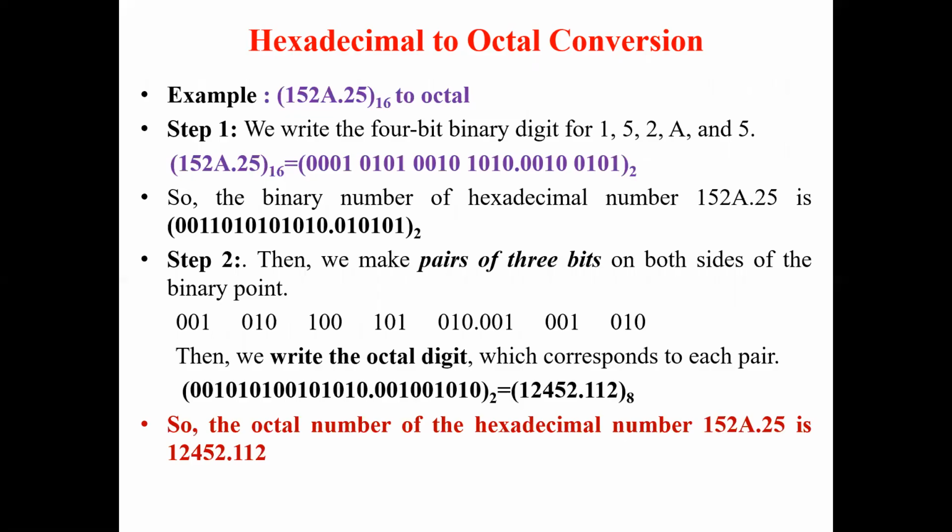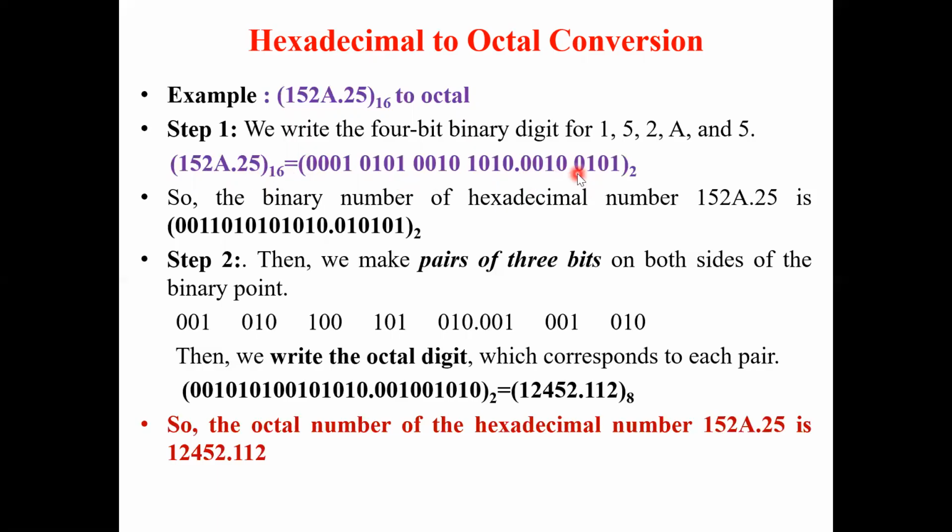Okay, so suppose I give you 152A.25. It is in hexadecimal notation. I want to convert it to an octal representation. This string is in hex, so you will write the 4-bit representation of that hex number. So A, 2, then this is 5, this is 1 in terms of 4 bits.